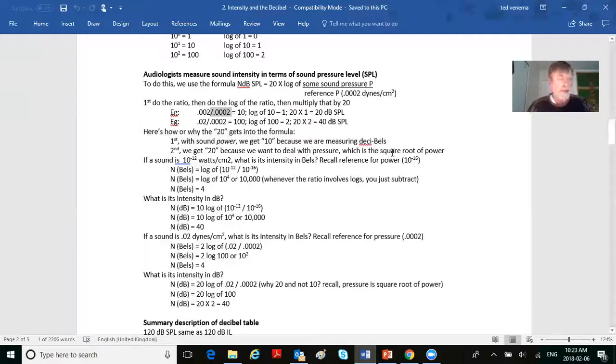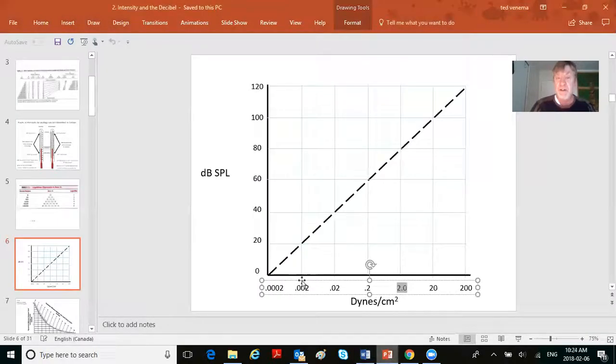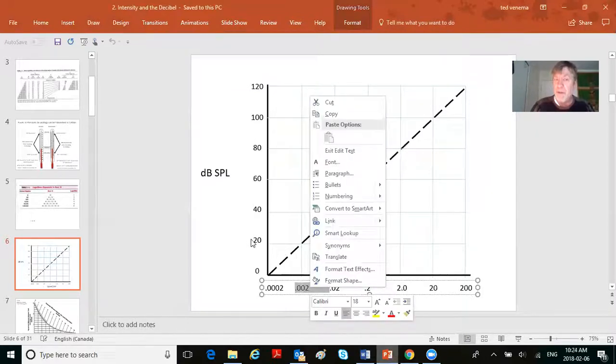That equals 10. What's the logarithm of 10? Well, what is that in English? Logarithm means how many times does 10 have to be multiplied by 10 in order to equal something? So when you're figuring out the log of 10, it's 1. 1 times 10 is 10. So what's 20 times 1? 20. So there's your decibels. If this was my pressure, what was my decibels? 20.